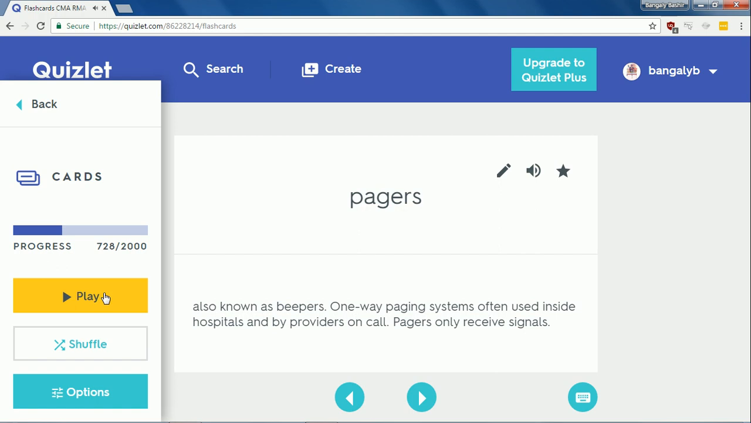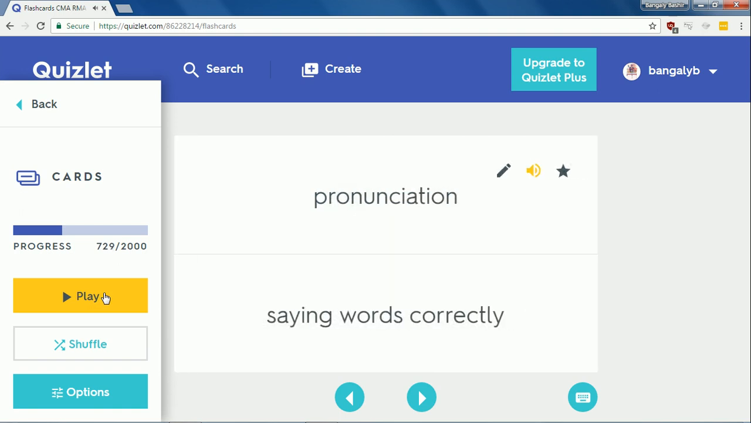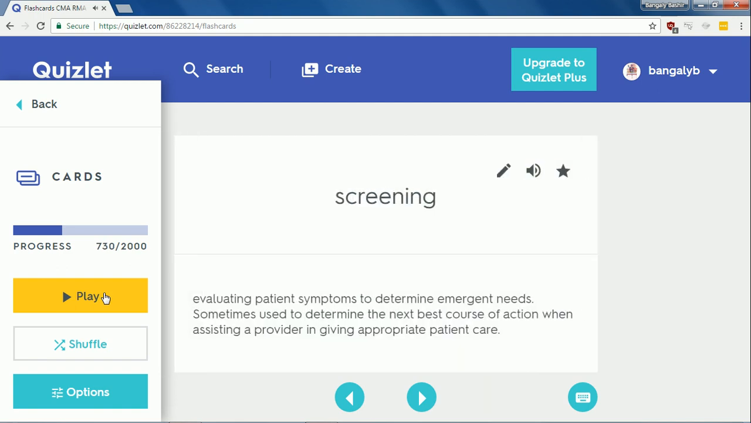Pagers. Also known as beepers, one-way paging systems often used inside hospitals and by providers on call. Pagers only receive signals. Pronunciation. Saying words correctly. Screening. Evaluating patient symptoms to determine emergent needs, sometimes used to determine the next best course of action when assisting a provider in giving appropriate patient care.